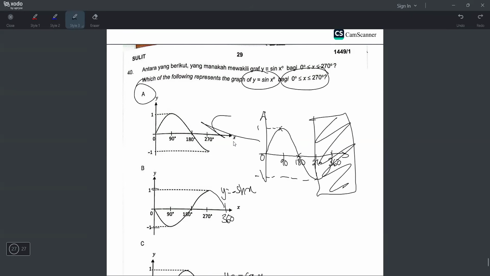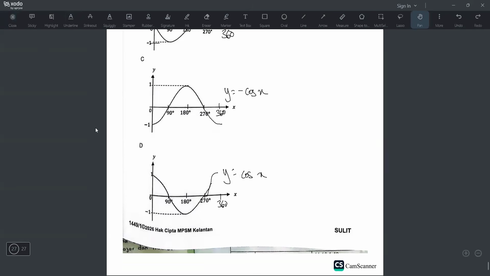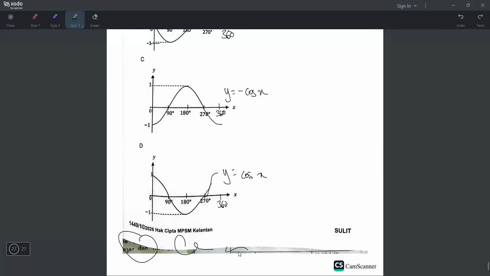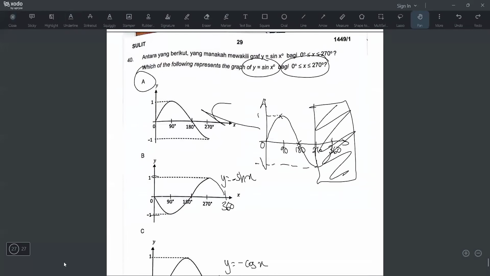Okay, I think I'm finished. I finished the whole paper, right? This is the last question. There's something here, I don't know what this is. Maybe the person that took the picture never cropped out this part. Whatever. Anyways, I'm done with the paper.